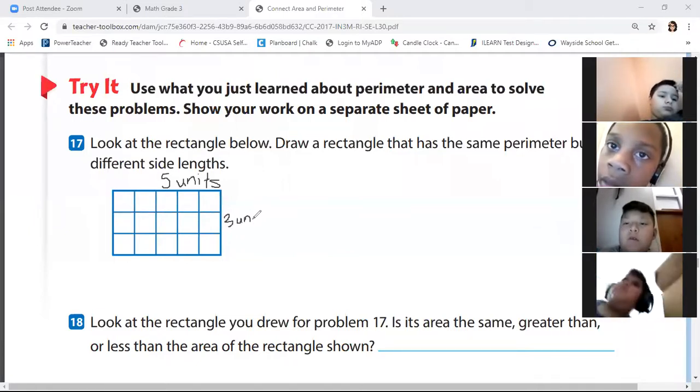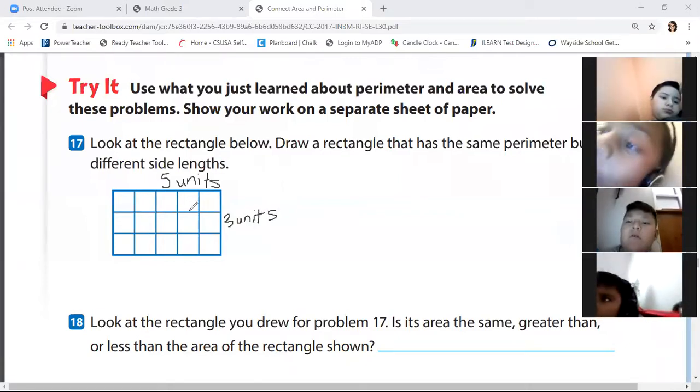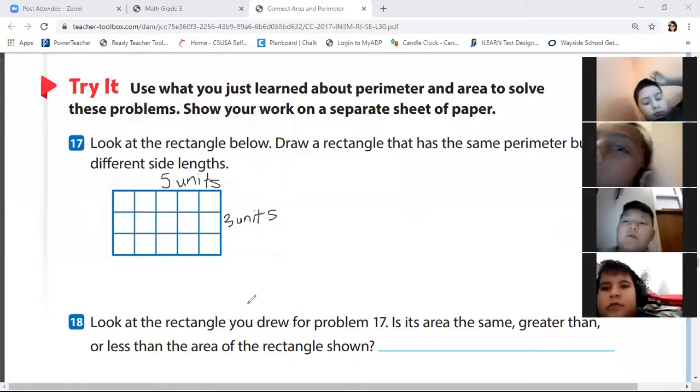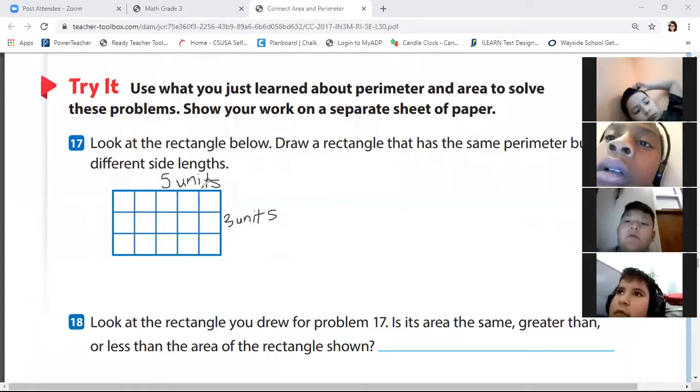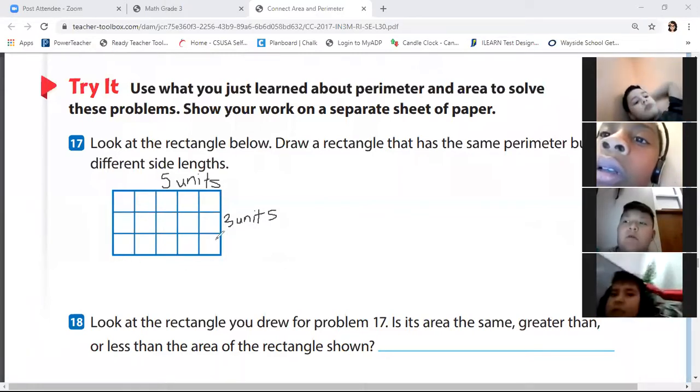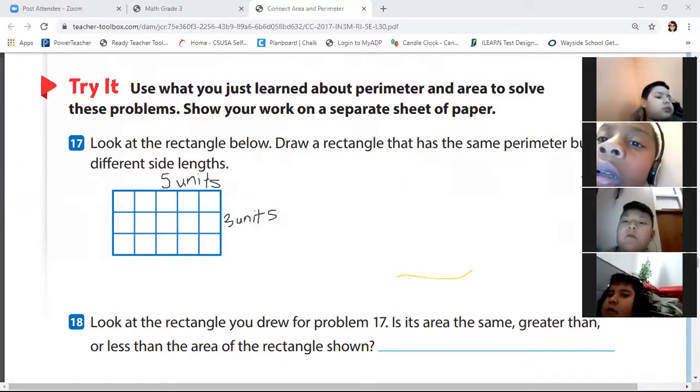So just so we are all on the same page, if we have a length of 5 units and a width of 3 units, what is the perimeter of this rectangle?